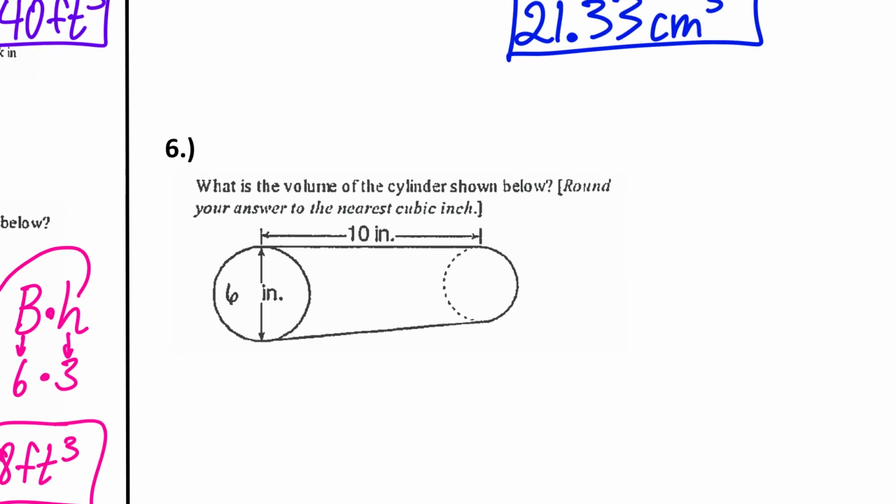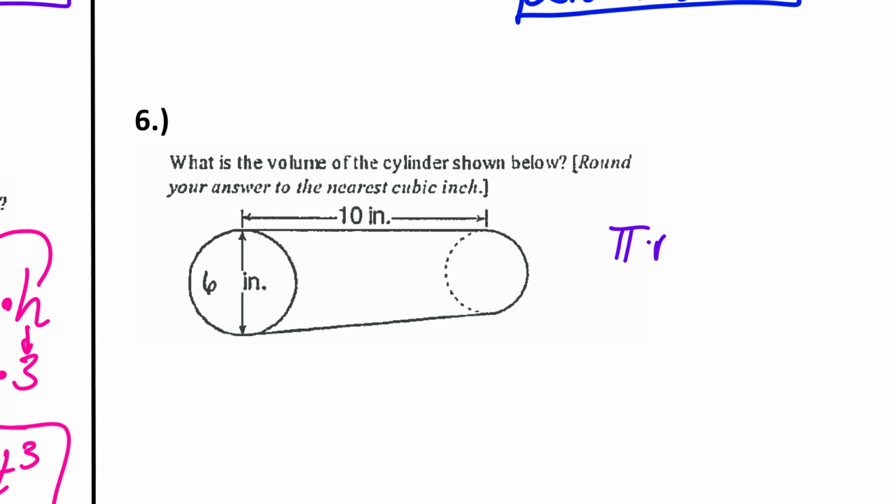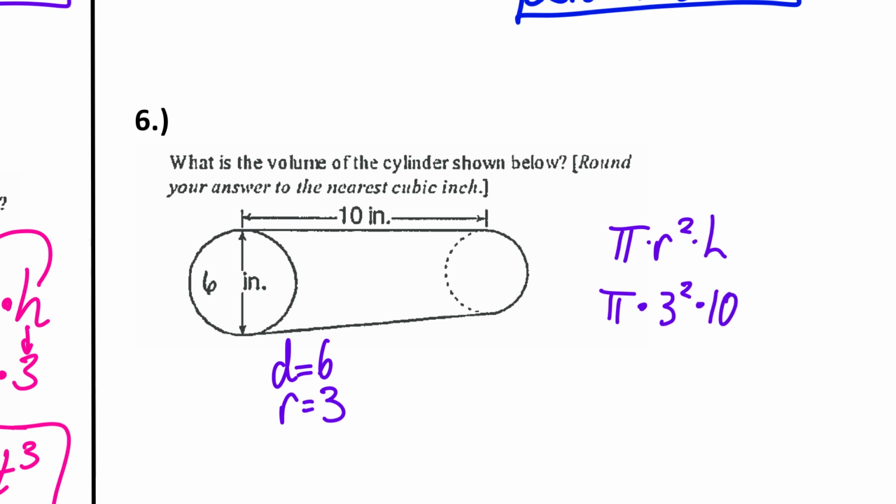Okay, next one, volume of a cylinder is just pi r squared times h. Pi times, what's the radius on this cylinder? 3, because the diameter goes all the way across 6. So pi times 3 squared times 10. What is that? Yep. 282.74 inches cubed.